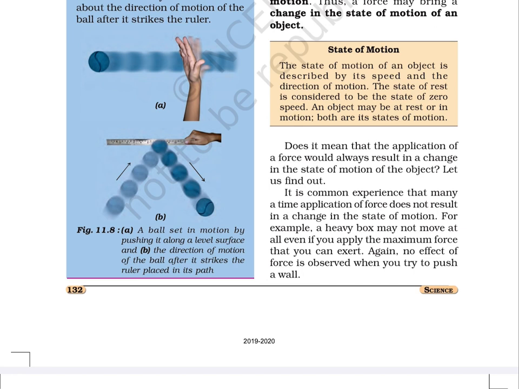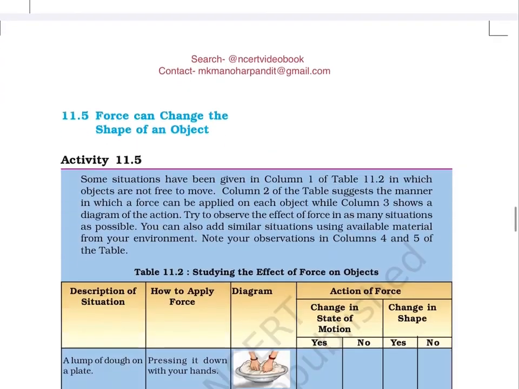Does it mean that the application of a force would always result in a change in the state of motion of the object? Let us find out. It is common experience that many a time application of force does not result in a change in the state of motion. For example, a heavy box may not move at all, even if you apply the maximum force that you can exert. Again, no effect of force is observed when you try to push a wall.